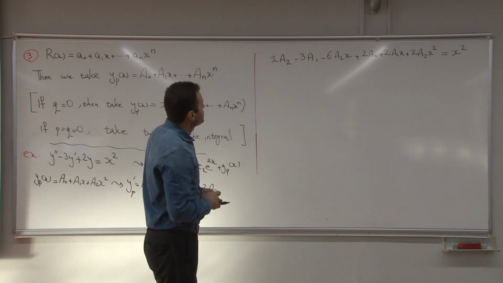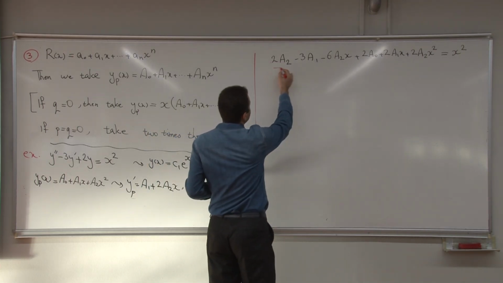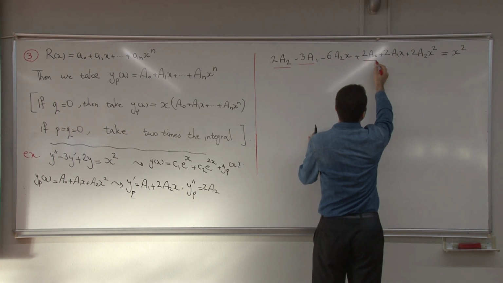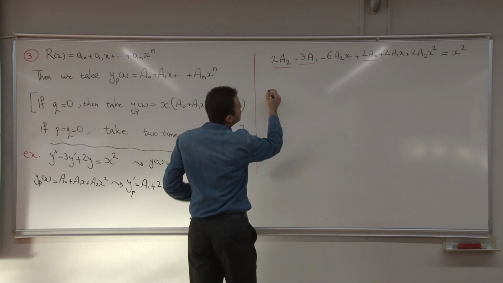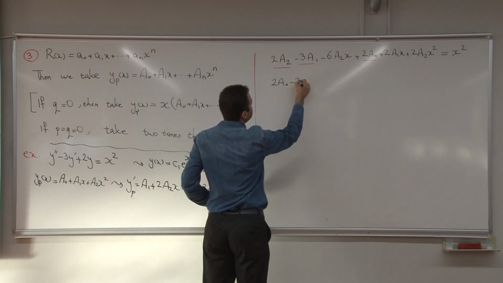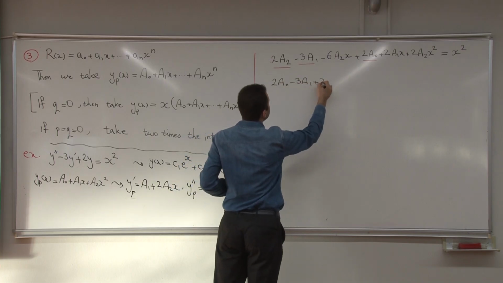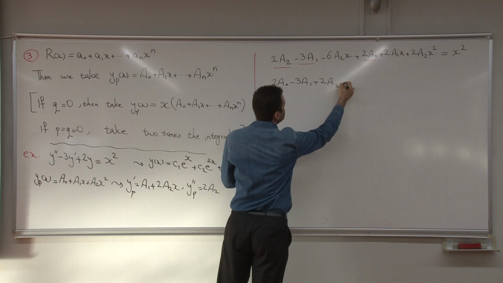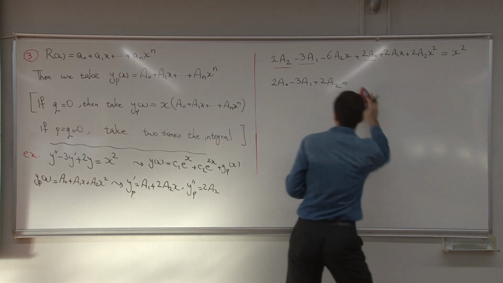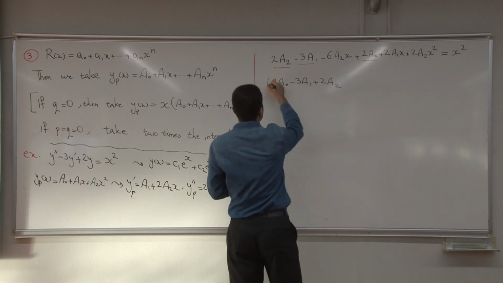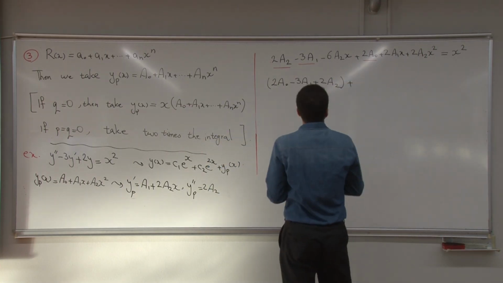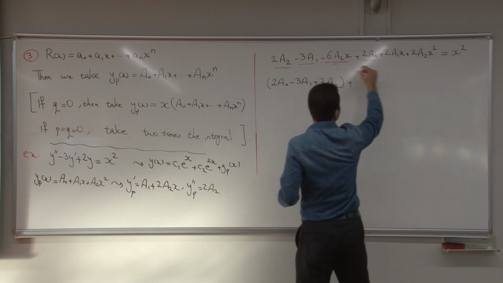Let's collect the terms. Who does not have any x's? This one, this one, this one. So this is 2a0 minus 3a1 plus 2a2 equal to, that is going to be something. Let's just first write it as this. Plus terms containing x.